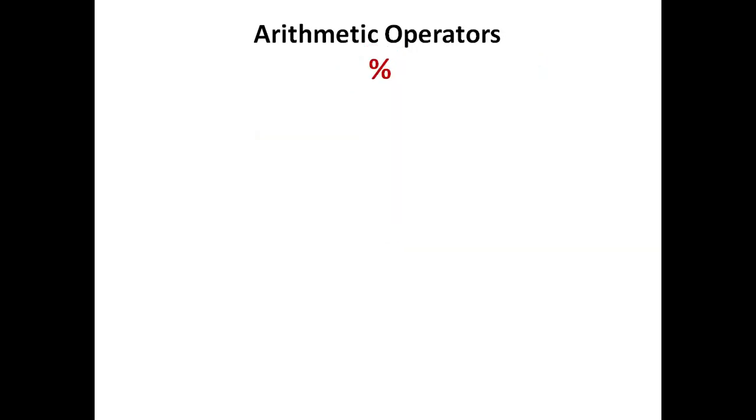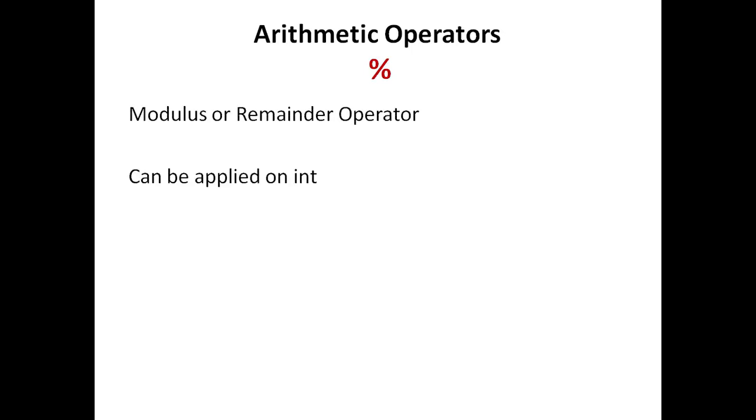Next one is the modulus operator. It is applied on integers and it generates an integer result also. It is also called the remainder operator or modulus operator. So if you write 5 modulus 2 in Python, you will get a remainder of 1.